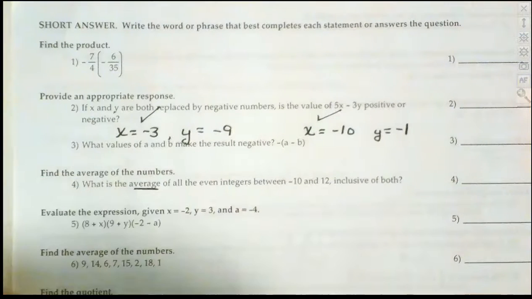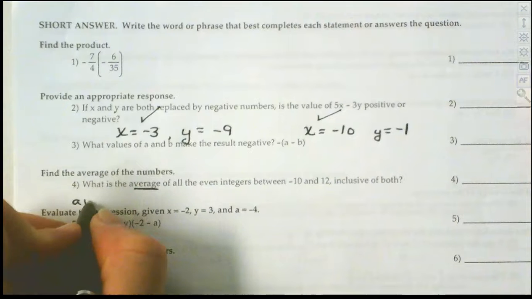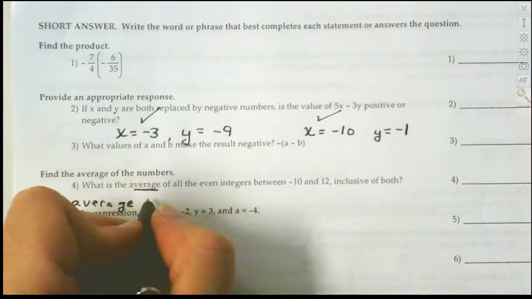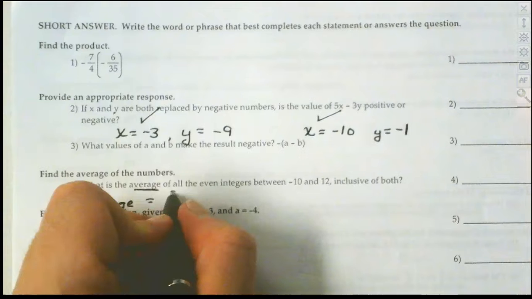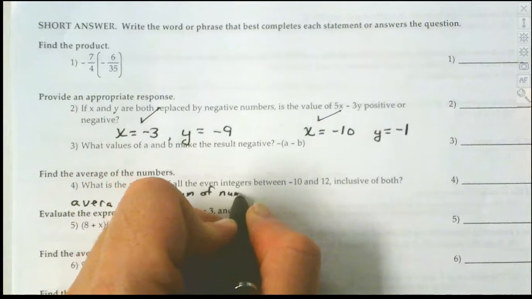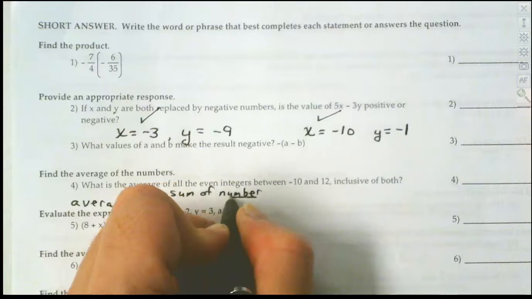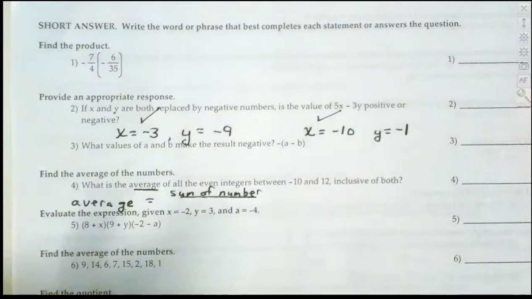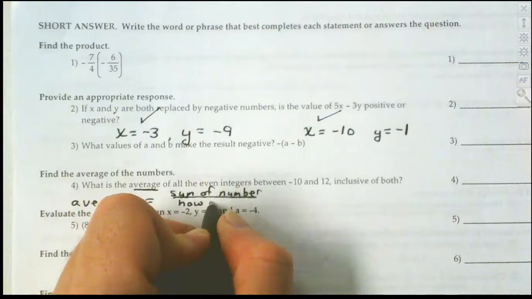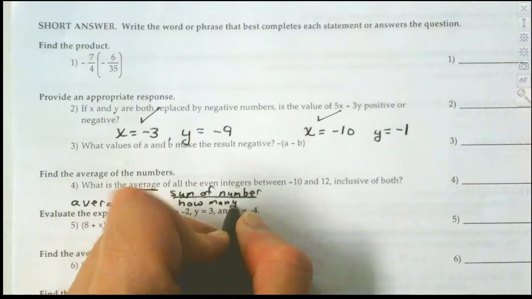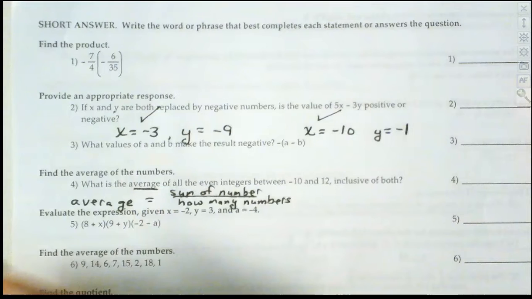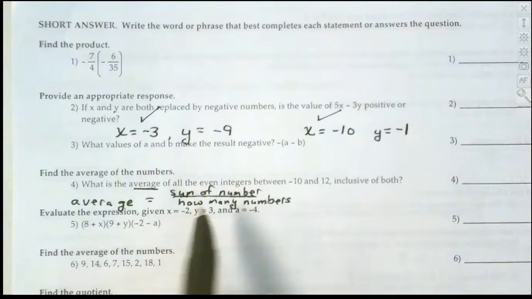How do we find the average? Well, the average is going to be defined as the sum of the numbers divided by how many numbers you have. And I'm going to go ahead and list these numbers out.